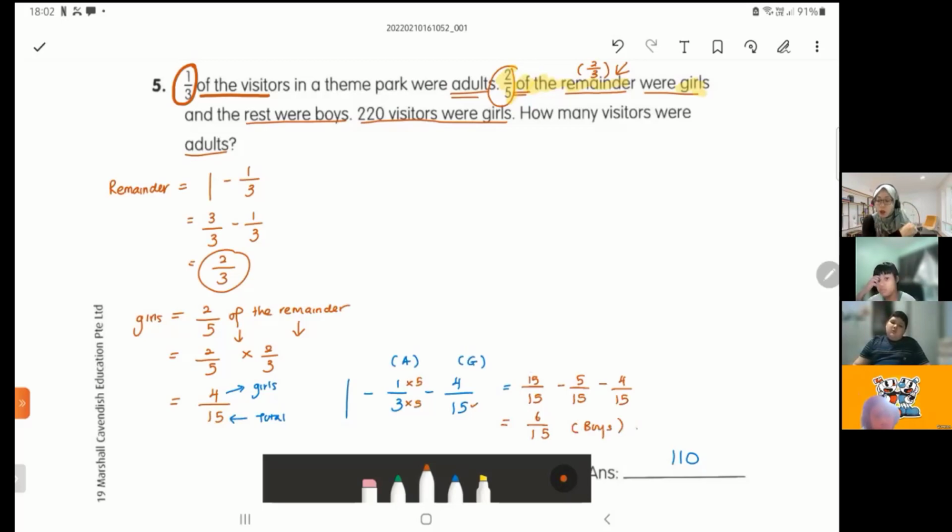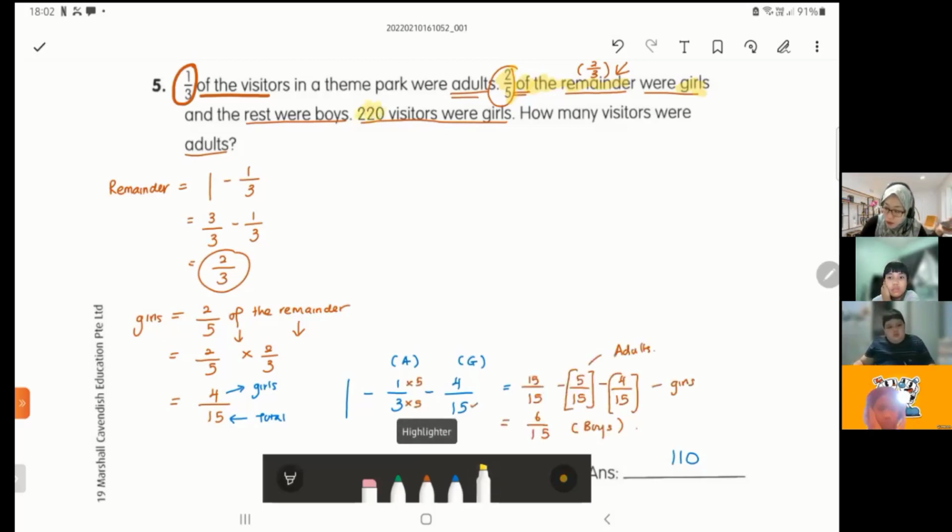Okay. So 220 visitors were girls. So I don't want my boys actually. I'm just trying to show you that now, if you look at it, this is now my adults. My adults have already changed, right? And then I have my girls, and then I have my boys. I have everything ready. But what do I want? I want to look at my girls. 220 were girls. Okay, so we look at the girls.